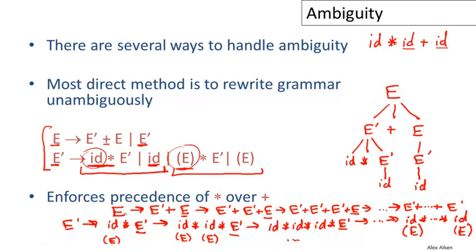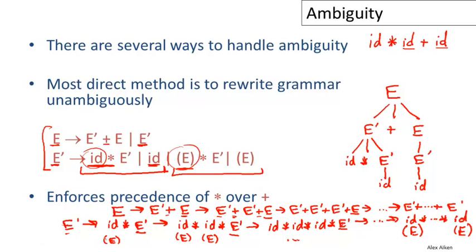Because of the way the grammar is set up, with these two separate groups of productions, all the pluses must be generated before any of the times. The times are going to be nested more deeply inside the parse tree than the pluses. The pluses are generated at the outermost level, and then the E primes will generate the times inside the pluses. And so the grammar enforces that times binds more tightly than plus.